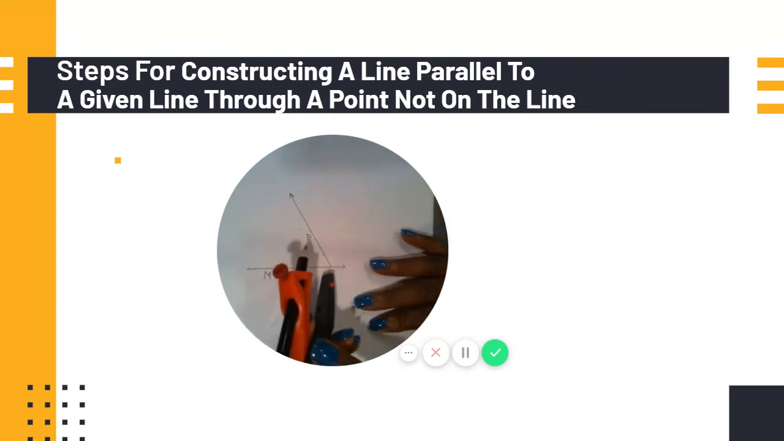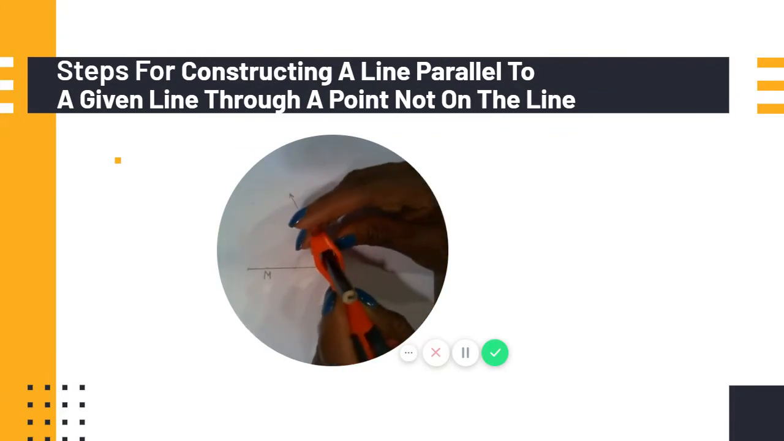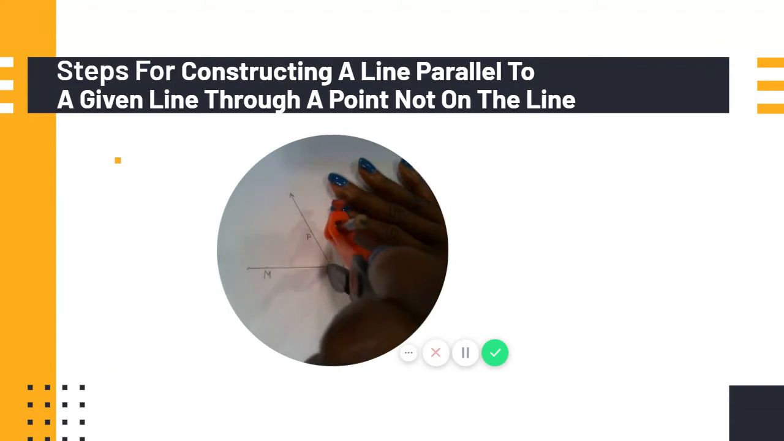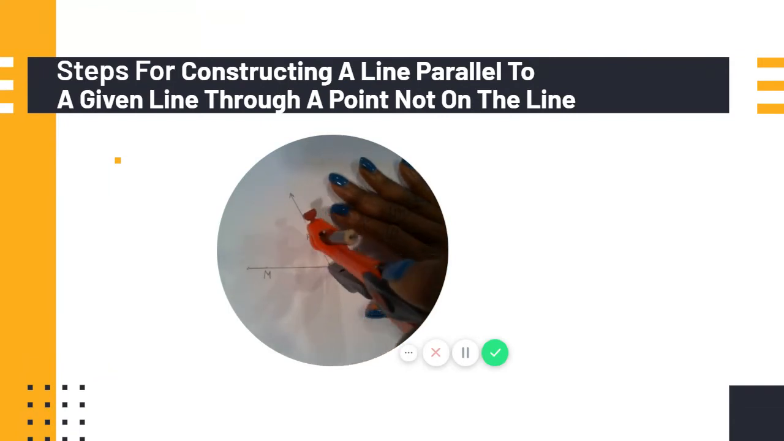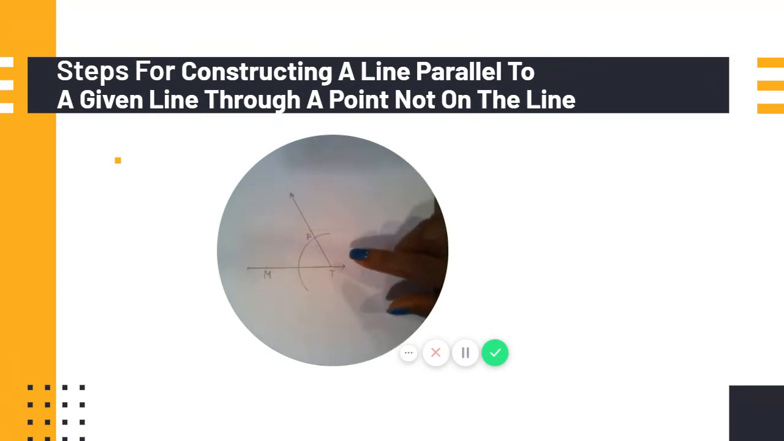I'm going to put the point of my compass on point T, and then I'm going to draw an arc over both sides of my angle. So there's that arc, okay? And it's very important that I see where the arc crosses the sides of my angle.